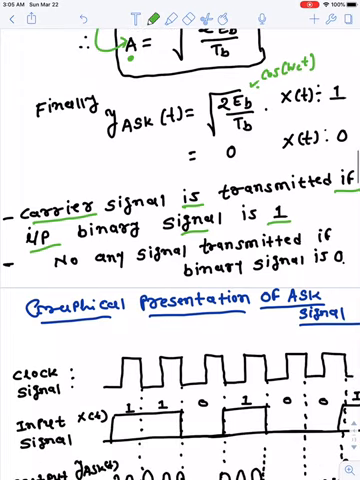And if x of t would be a 0, then no carrier signal is transmitted, and the output of the modulator Ysk of t would be a 0. So these two things you have to understand here. When the input bit is 1, the output is square root of 2EB by TB into cos omega ct, and when the input bit is 0, the output is 0.